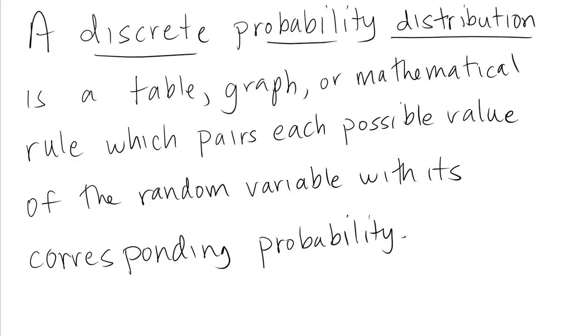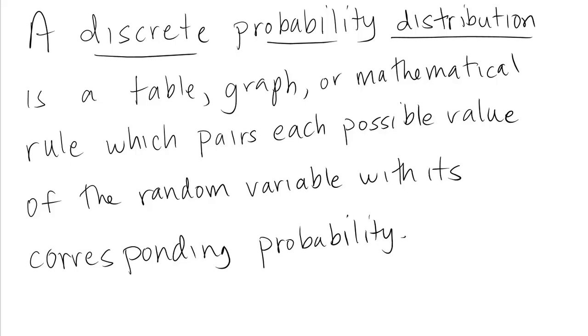with its corresponding probability. So we looked at something similar when we were talking about graphs. We looked at frequency tables. A frequency table paired classes of values of the variable with their corresponding frequencies. A probability distribution is similar in that it pairs outcomes of a probability experiment with corresponding probabilities.